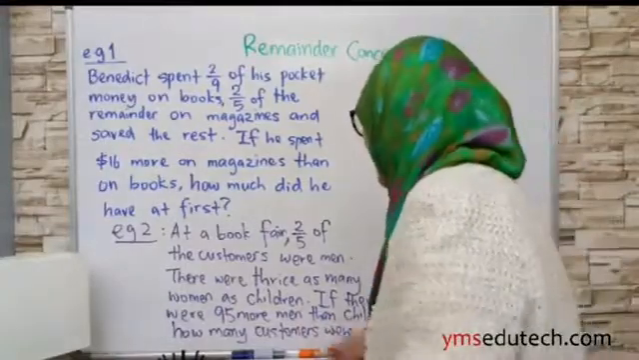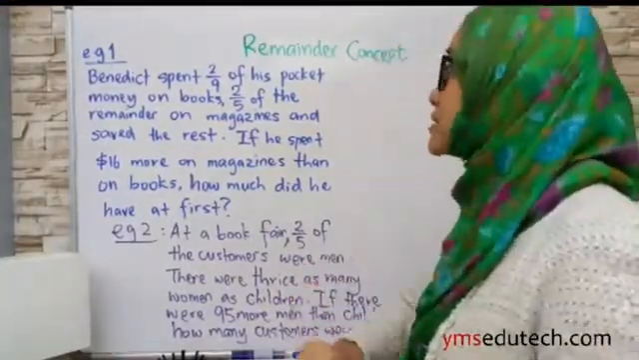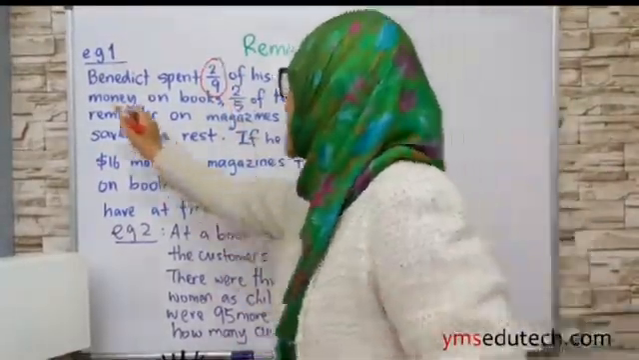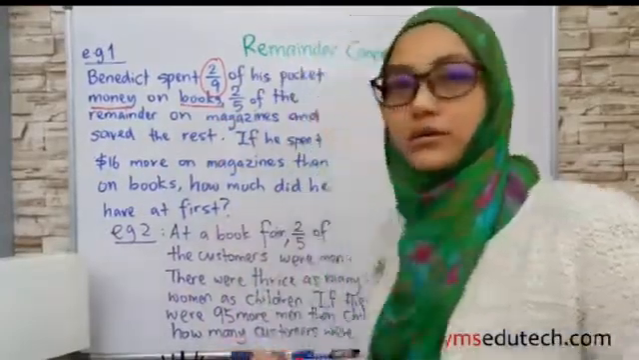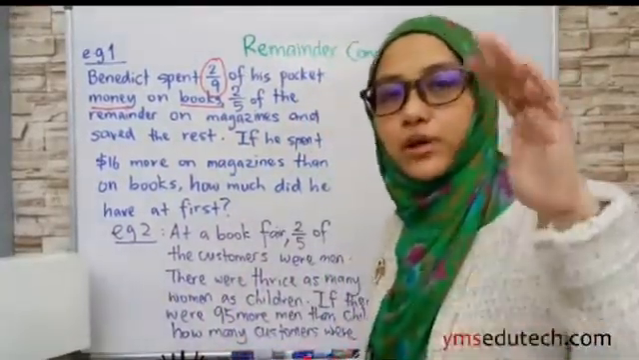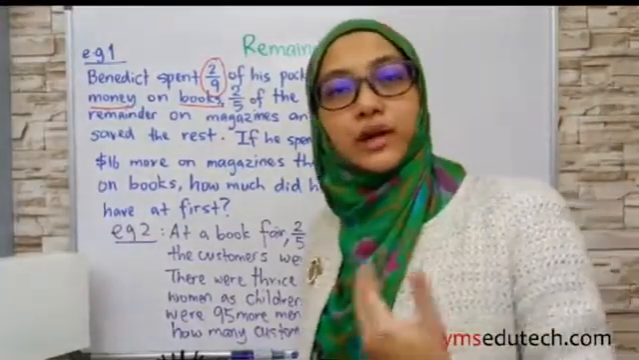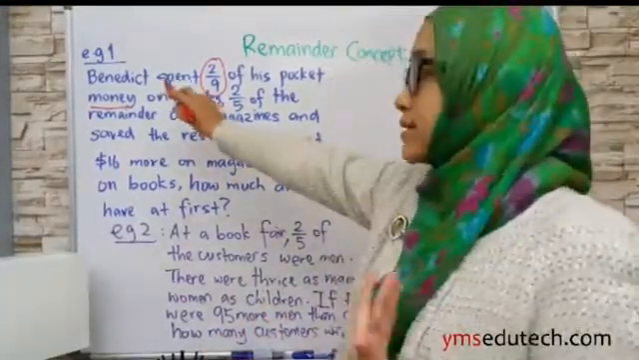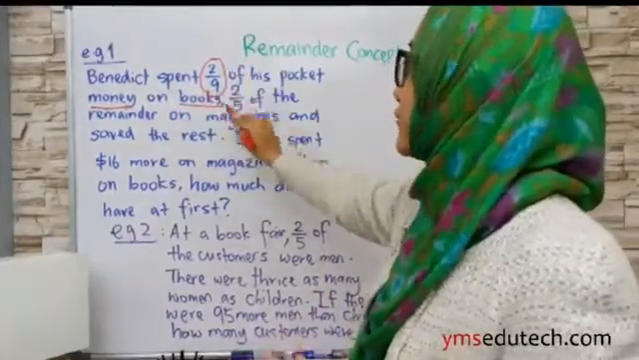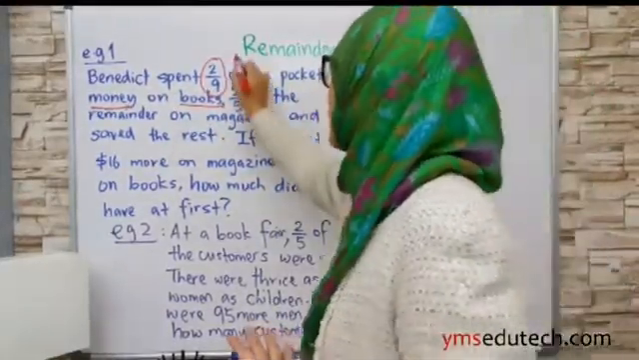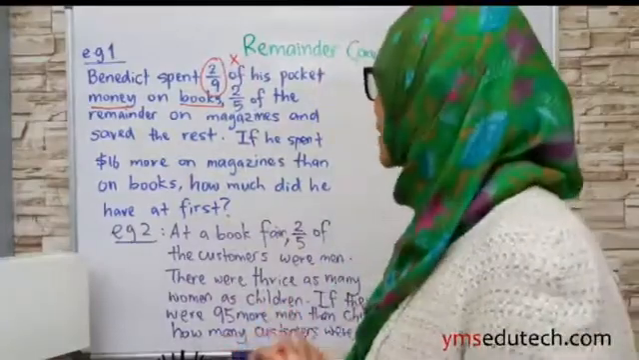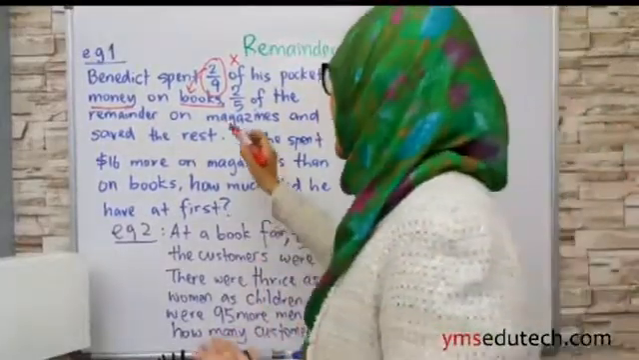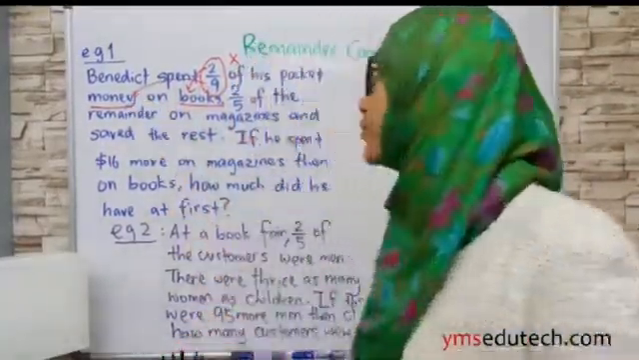Okay, so what are the important keywords? Benedict spent 2 out of 9 of his pocket money on books. A fraction consists of two numbers, the numerator and the denominator, and the student must be able to identify which item each number represents. This statement says Benedict spent 2 out of 9 of his pocket money. Of in math means multiply. So this 2 units refers to the money spent on books, and this 9 units refers to his total amount of money.